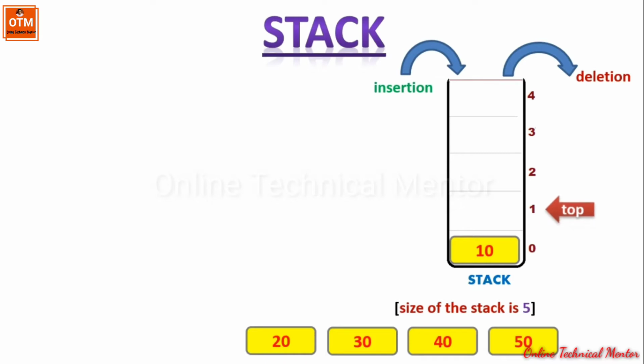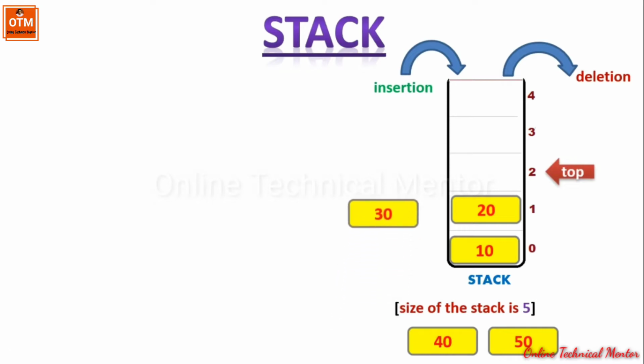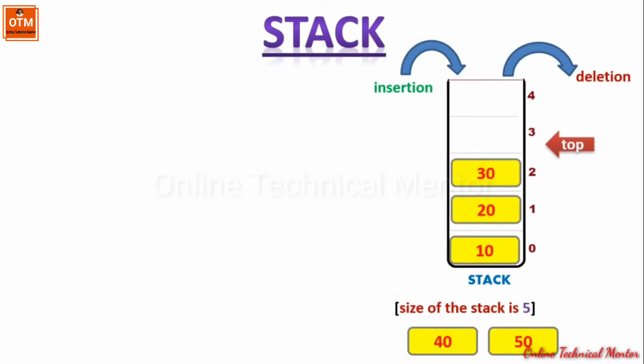That means top is a pointer which is pointing to the top of the stack where the data is going to be inserted. At present, since top is pointing to the location 1, so 20 will be inserted at stack top, or you can say at stack 1 position. Next, let's insert the block 30. So we have to increment the top pointer to the 2 position of the stack. Now 30 will be inserted within that position. Next, top is incremented to 3, so 40 will be inserted at stack 3.